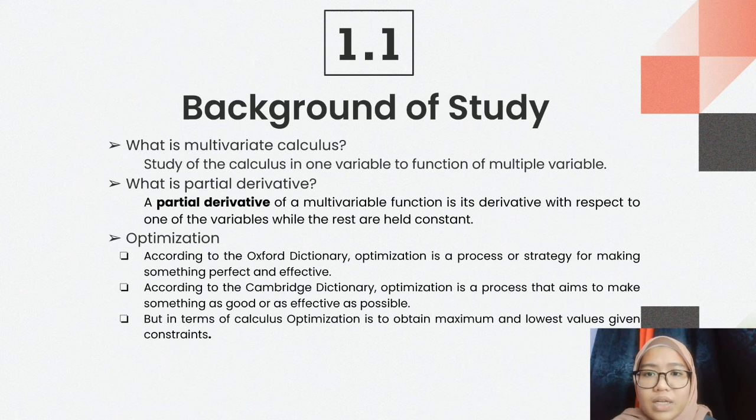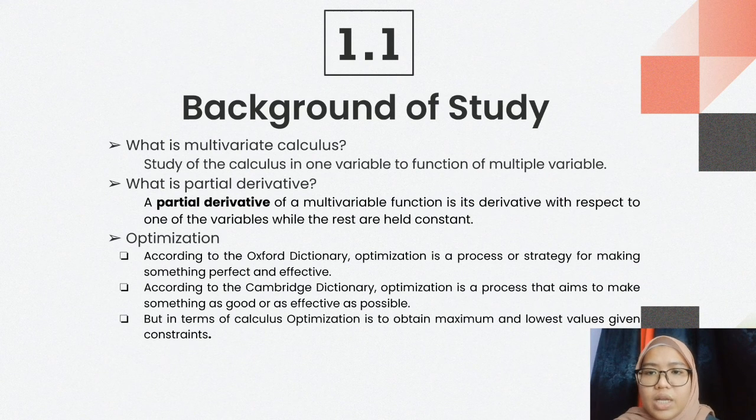To solve multivariate calculus, we need to use the concept of partial derivative because it's very useful when we have more than one variable in the function. What is a partial derivative actually? A partial derivative of a multivariable function is its derivative with respect to one of the variables while the rest are held constant. There is one application that uses partial derivatives to solve problems, which is optimization.